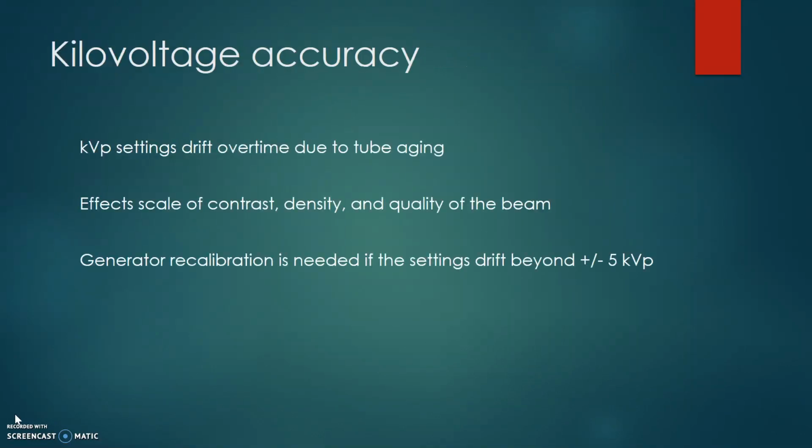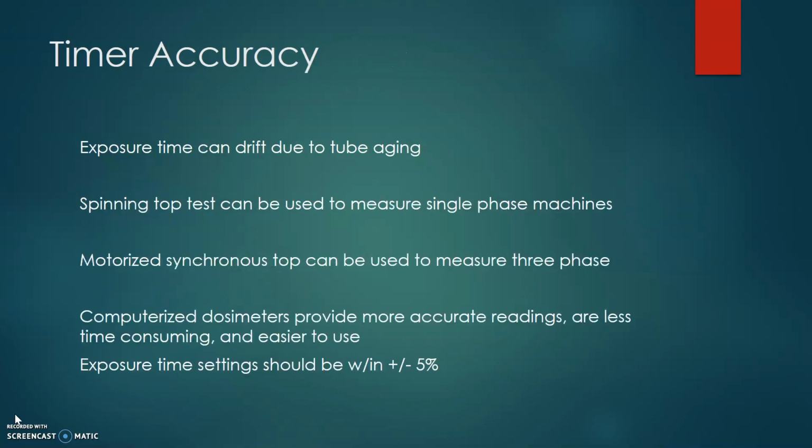kVp settings drift over time due to tube aging. This affects scale of contrast, density, and quality of the beam. Generator recalibration is needed if the settings drift beyond plus or minus 5 kVp.